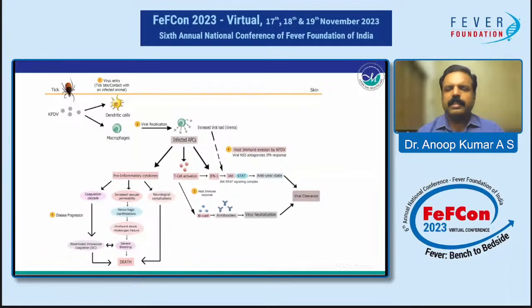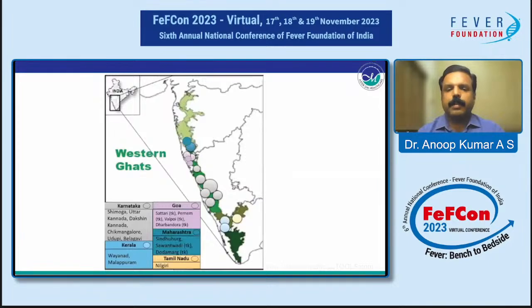We routinely screen such patients with KFD PCR, and early macrophage activation is the important complication here, and you have to pick up that using H-score and other parameters, and give daily steroid if the patient is developing macrophage activation. And it is not restricted to Karnataka and Kerala as we thought before. It is already being reported from Goa, Maharashtra, and Tamil Nadu also. So these Western Ghat areas, we are getting cases from all these areas. So we should be very careful in clinically picking up and suspecting KFD also.